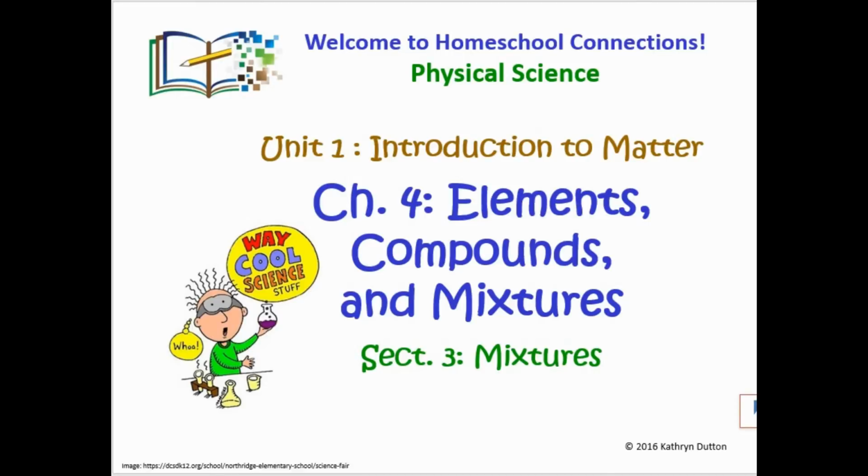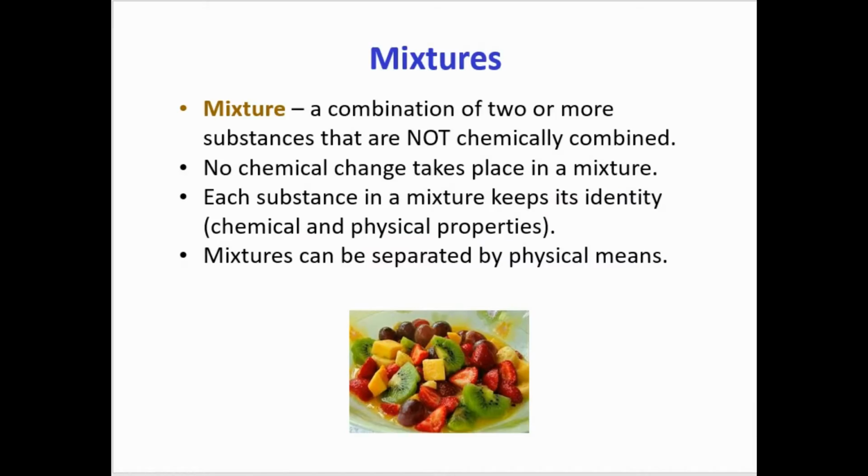Today we're going to finish Chapter 4, Elements, Compounds, and Mixtures by discussing mixtures. A mixture is a combination of two or more different substances. They can either be elements or they can be molecules, compounds, that are not chemically combined. No chemical change takes place within a mixture. Each of the substances, elements, or compounds retains its own identity.